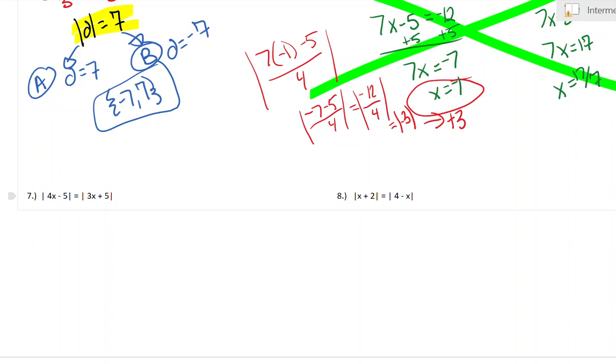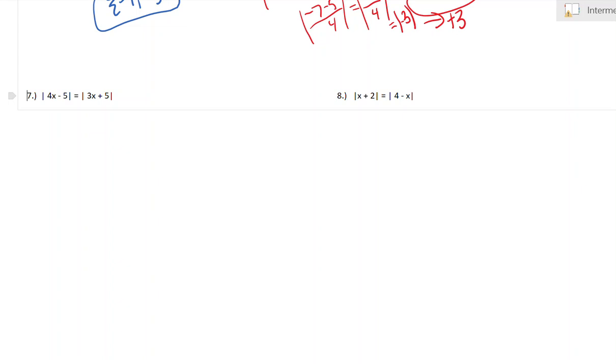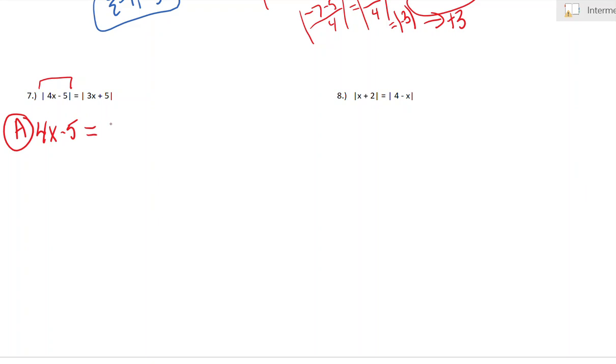And this brings us to our last 2 questions. And you can see this looks a little trickier, right? We have 2 absolute value bars. But we kind of deal with it the same way. Very similar, at least. So the first one, I'm going to do A and B because the absolute value bars are isolated right here. We see that. I'm going to leave everything the same. Nothing changes. 4x minus 5 equals 3x plus 5. So the only difference is we drop the absolute value bars. And we will solve it.